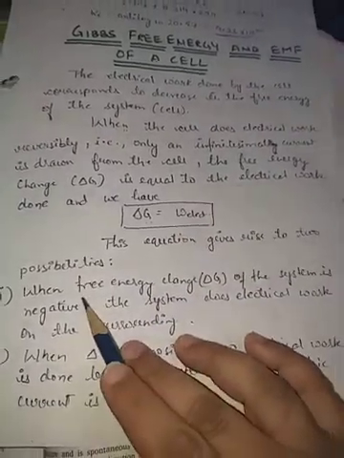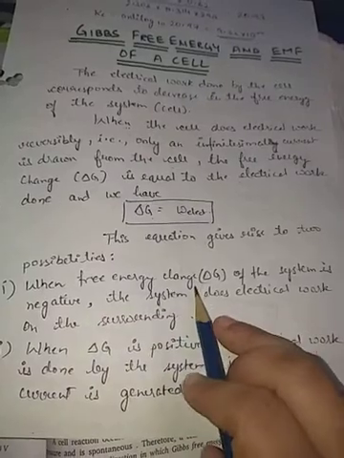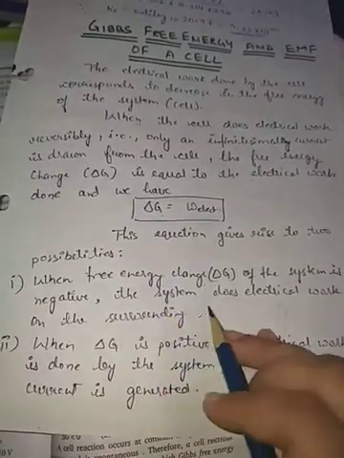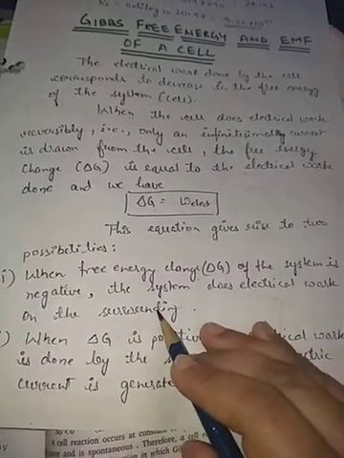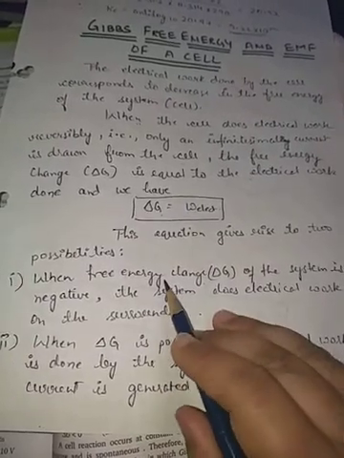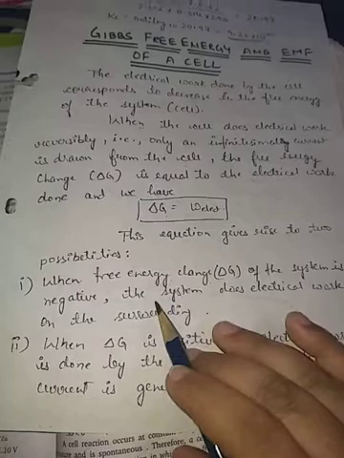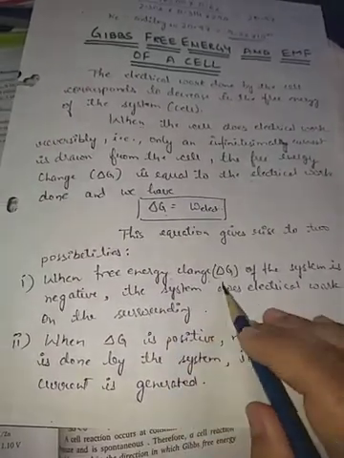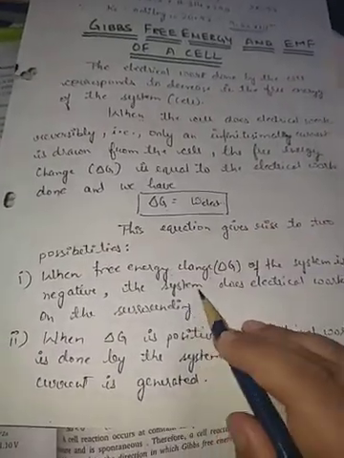If delta G is equal to W electrical, then there are two possibilities. The first one is when the free energy, that is delta G of the system, is negative. If it is negative, the system does electrical work on the surroundings. If delta G is negative, it means the system is doing work, and the system does electrical work on the surroundings when delta G is negative.